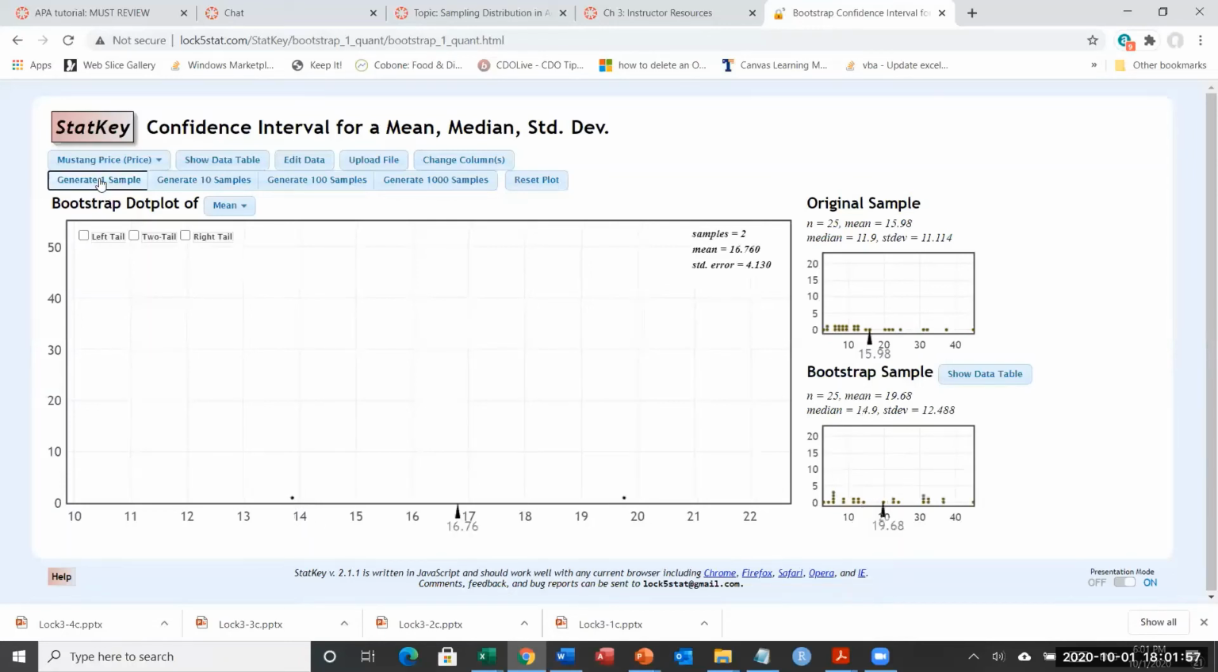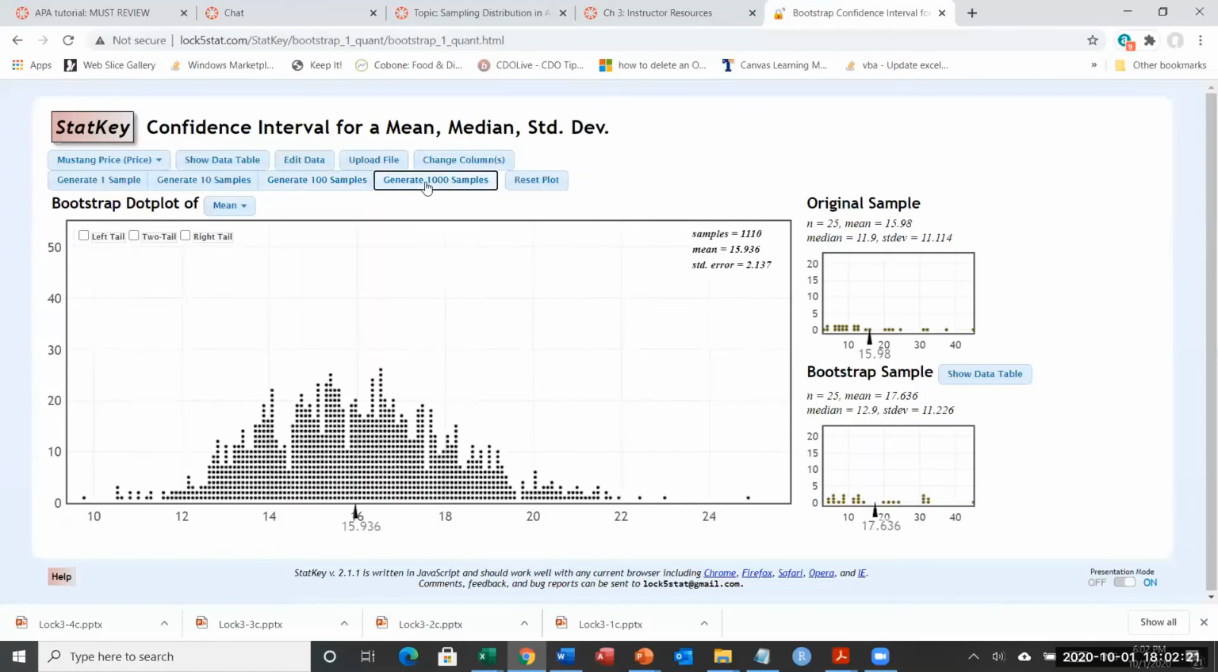Now, if I keep generating single samples with the bootstrap process, each dot over here represents the mean of a sample generated here. Let's plot 100 samples in one go, and it looks like a distribution is forming. This distribution will be called a bootstrap distribution. Let's make our life easier and draw 100,000 samples together. Now, how many samples do we have here? 1,110. And look at that. The mean of all these samples is 15.93, which is very close to 15.98.